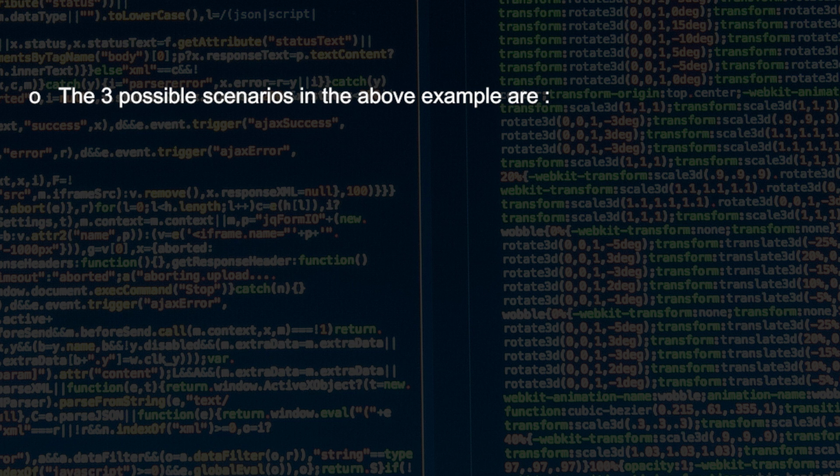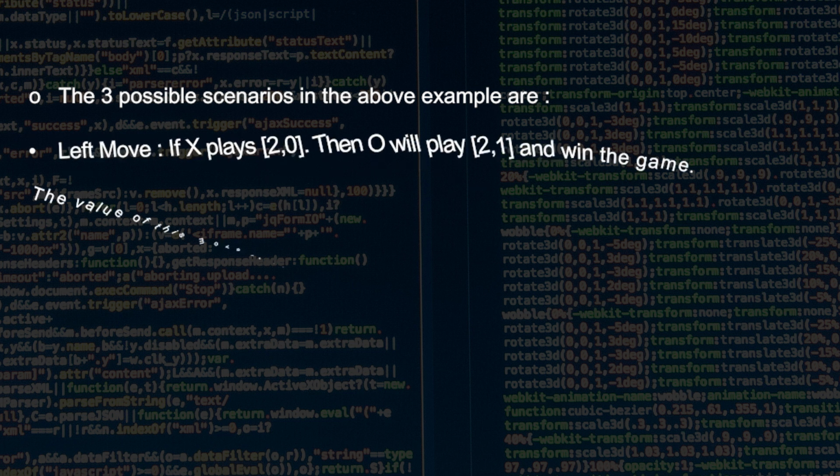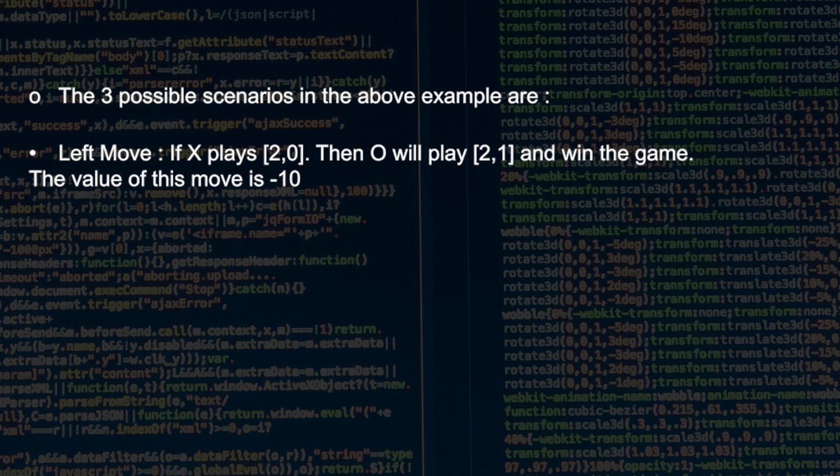0. So this image depicts all the possible paths that the game can take from the root board state. It is often called the game tree. The three possible scenarios in the above example are: left move. If x plays 2 0, then 0 will play 2 1 and win the game. The value of this move is minus 10.